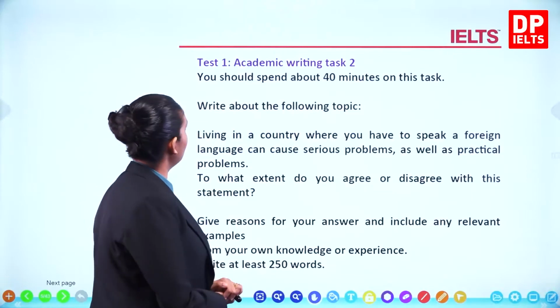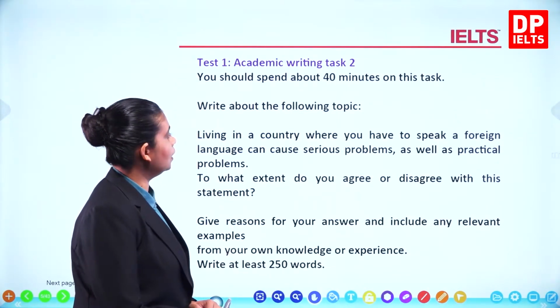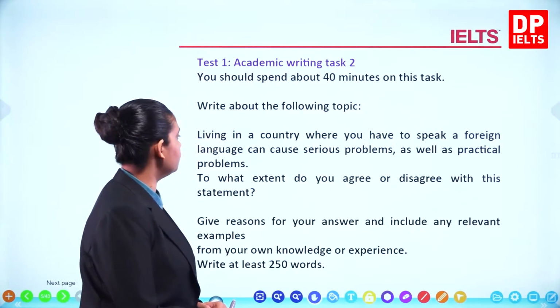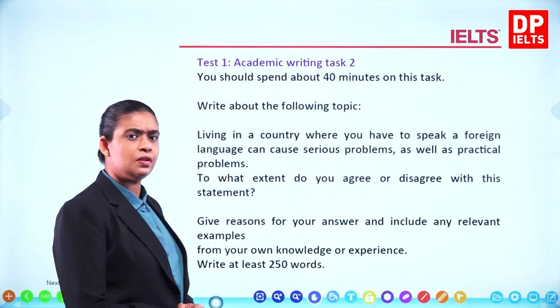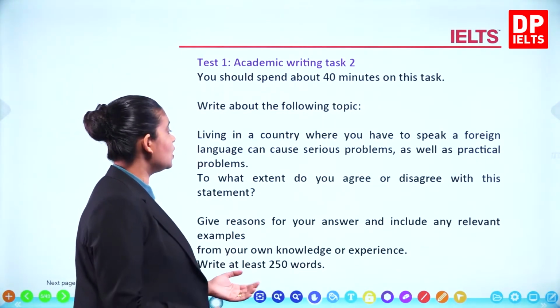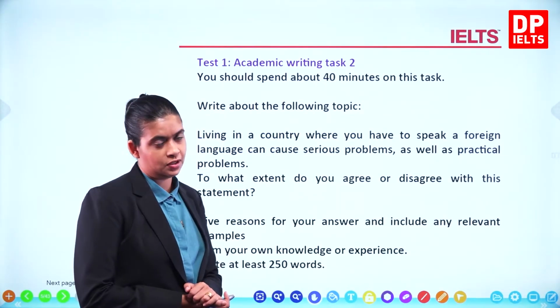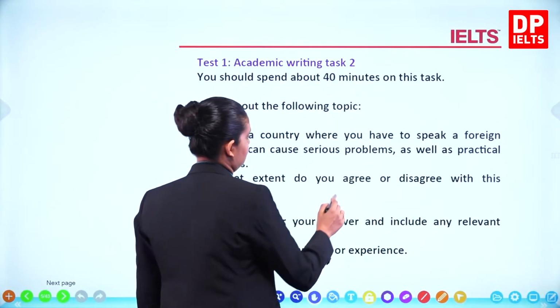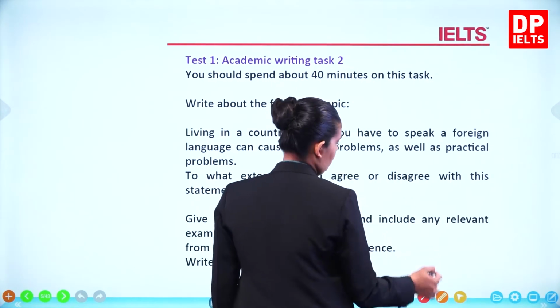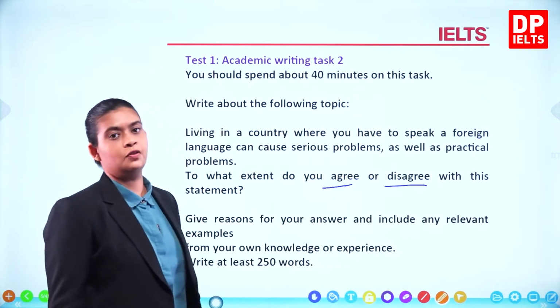So let's have a look at task 2. Now here, living in a country where you have to speak a foreign language can cause serious problems as well as practical problems. To what extent do you agree or disagree with this statement? So it is an opinionated essay. Think about it, plan your answer and start writing, okay?